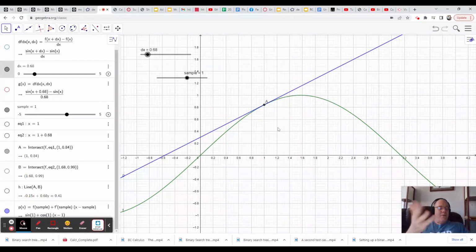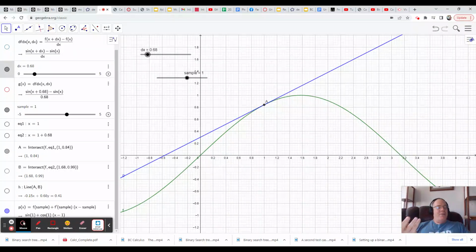But what is the formula for that? The formula for that comes from the point slope formula. We know what the slope is. It's the derivative of the function at that location, at that sample point. We know the point is the intersection of the vertical line of the sample point and the function. So if you plug those two things in, you'll get this formula down here in the lower left-hand corner. P of x equals f of the sample plus f prime of the sample times x minus the sample.